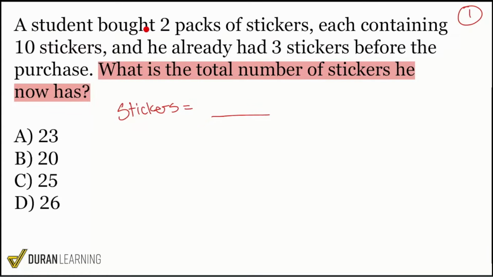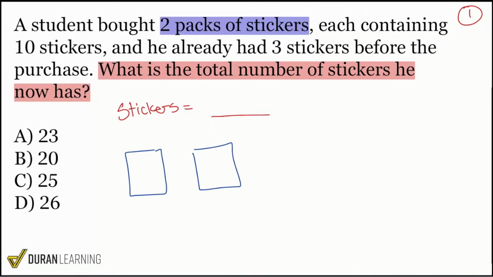A student bought 2 packs of stickers, each containing 10 stickers, and he already had 3 stickers before the purchase. So to me, what that says is, hey, we have 2 packs of stickers. Let me highlight that in blue. 2 packs of stickers. So we have 1 pack here, 1 pack there. Everybody, how many stickers are contained in each pack? Correct, we had 10. We had 10 in each, so it's basically 2 times 10.